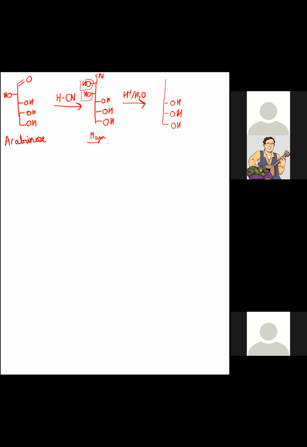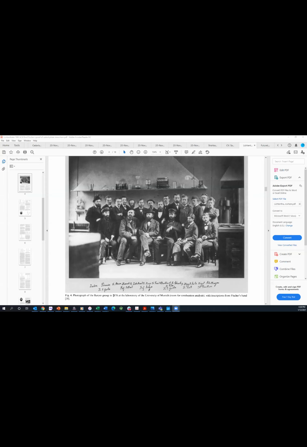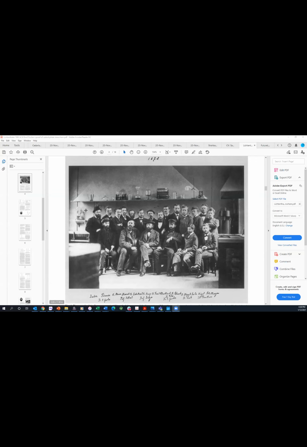Let me just find the right picture. There it is. So I'm going to just stop sharing for a second. I'm going to share on this picture. So this is like a lab group photo from 1878. It's the Bayer lab group at the University of Munich. This thing behind them there is a fume hood. There's a little fume hood off here to the right, and there's a little desk underneath it.